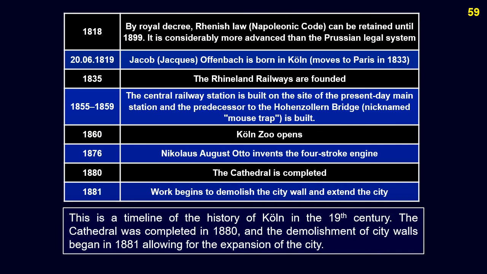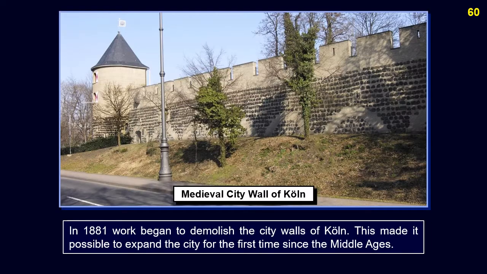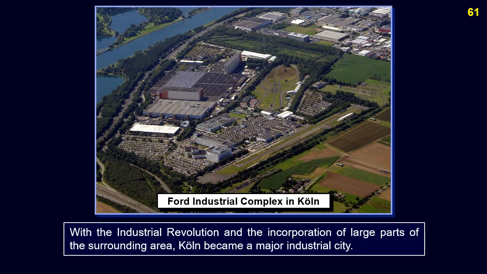This is a timeline of the history of Köln in the 19th century. The cathedral was completed in 1880, and the demolishment of city walls began in 1881, allowing for the expansion of the city. In 1881, work began to demolish the city walls of Köln. This made it possible to expand the city for the first time since the Middle Ages. With the Industrial Revolution, and the incorporation of large parts of the surrounding area, Köln became a major industrial city.